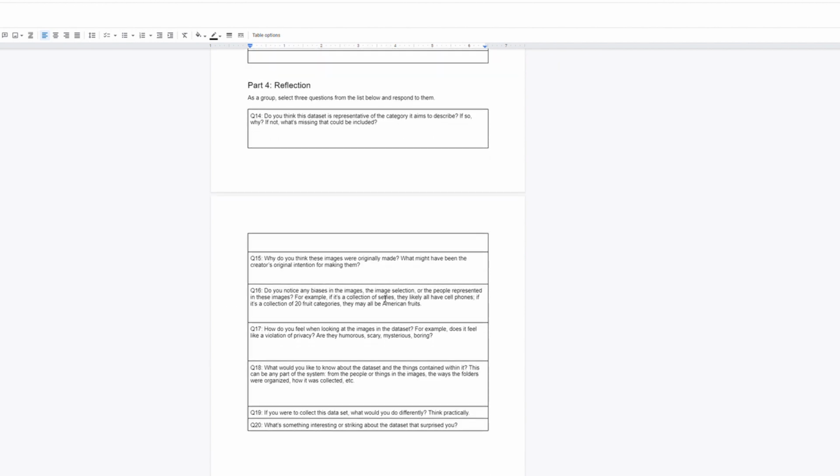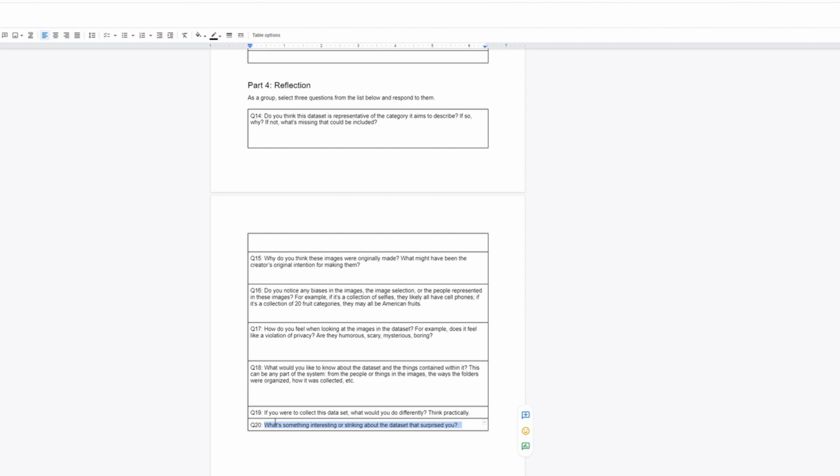So let's get into the reflections. Here we're talking about what you learned, what you thought about as you went through this data set. And as a group, I'm asking you to select 3 questions that you want to address. So there's a list here of 7 questions, and you can choose 3 that you think are the most relevant to the work you're doing. And one of them is what's something interesting or striking about the data set that surprised you. So this one is kind of a catch-all. It's kind of a make up your own learning.